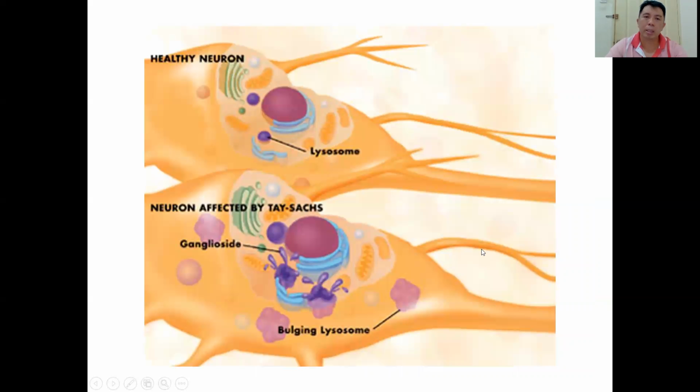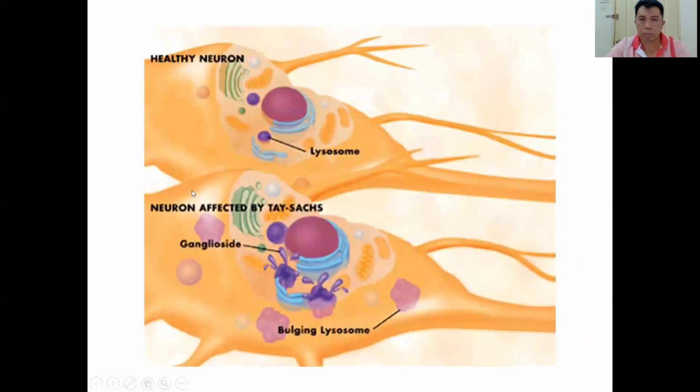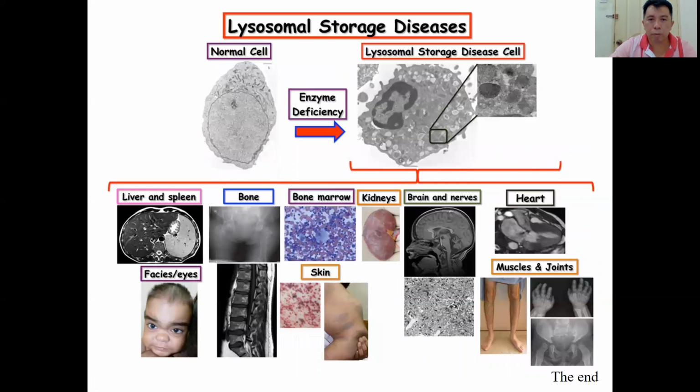This disease is called Tay-Sachs disease. There are still many types of genetic disorders that are due to lysosomal storage disease. There are many related to lysosomal storage diseases. Some involve lipase, some protease or amylase, and so on. So that's all for this part on lysosomes. Thank you for listening.